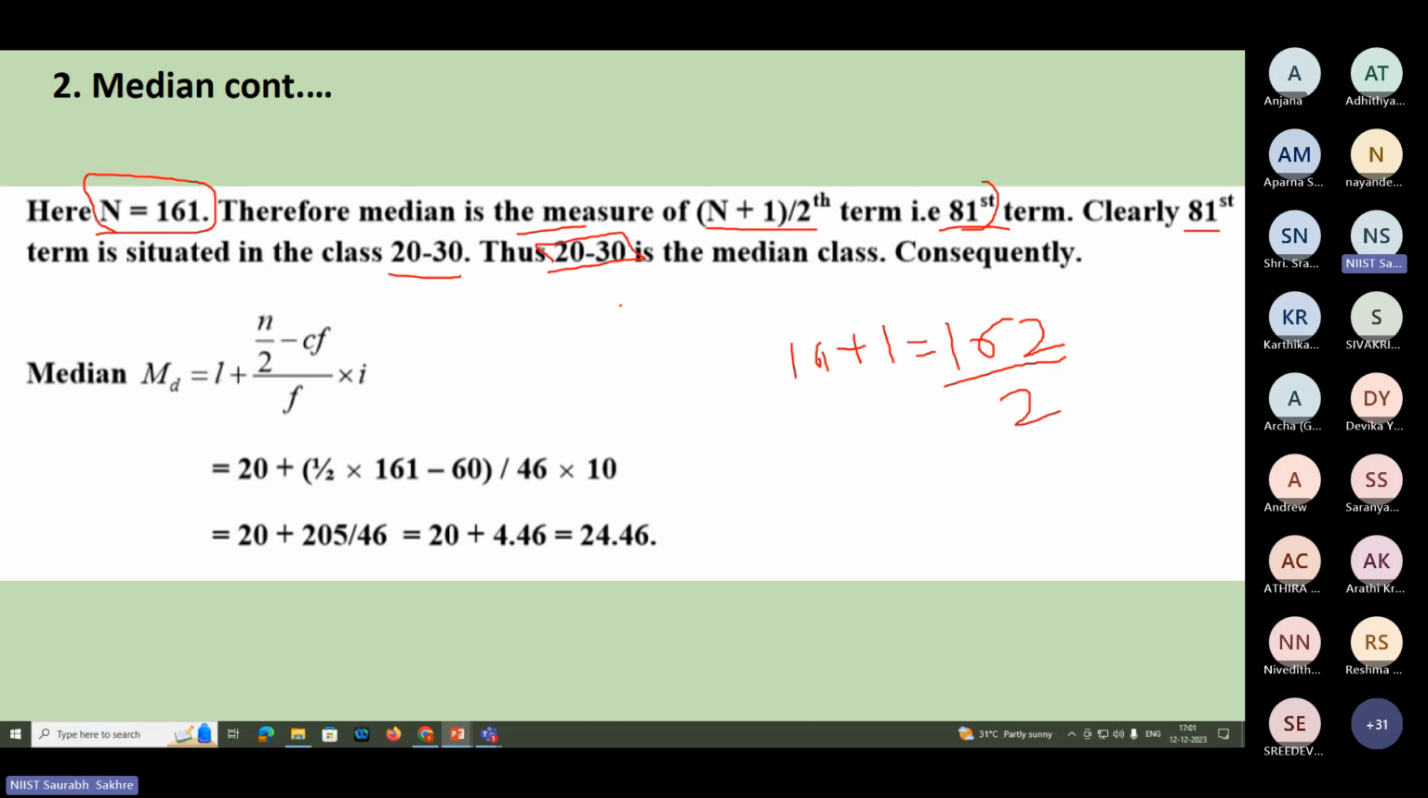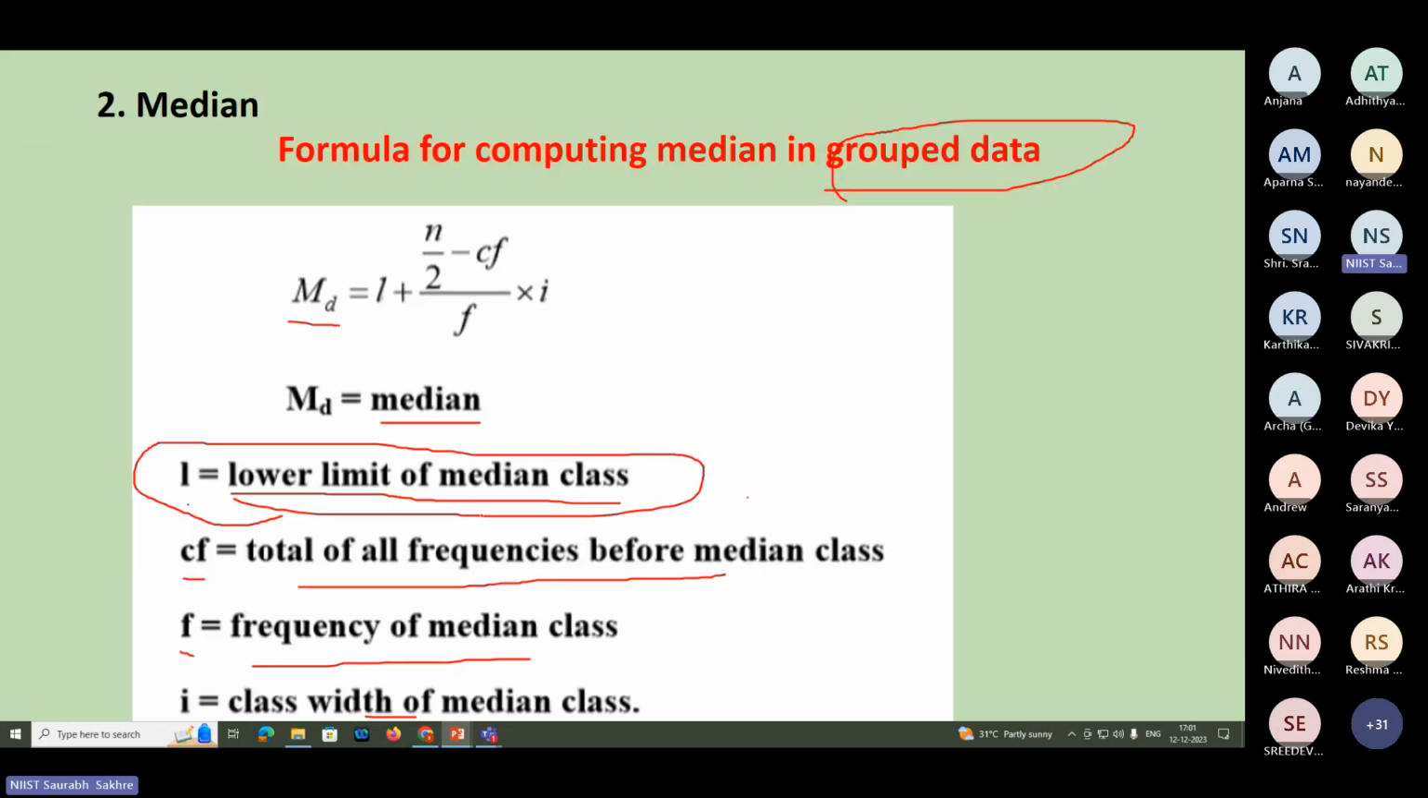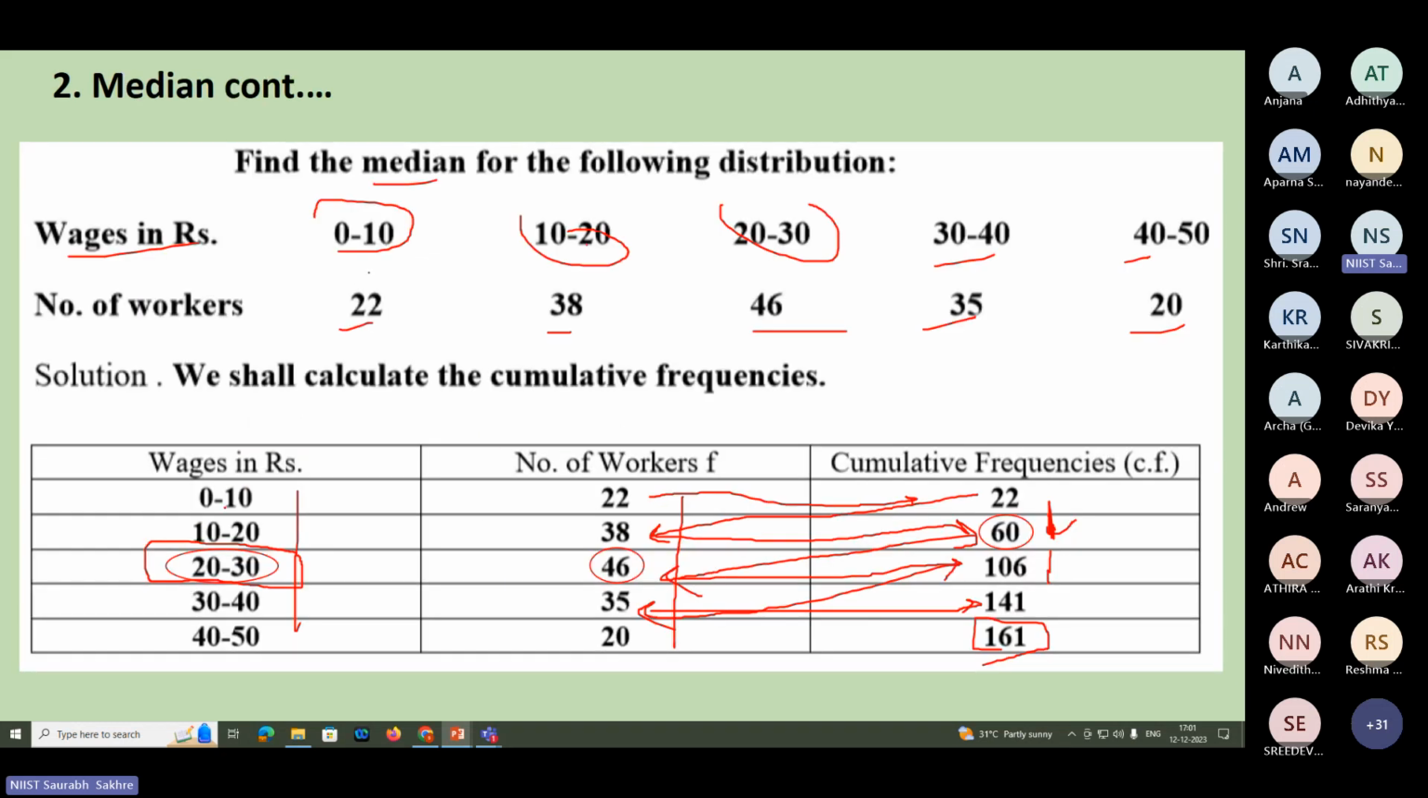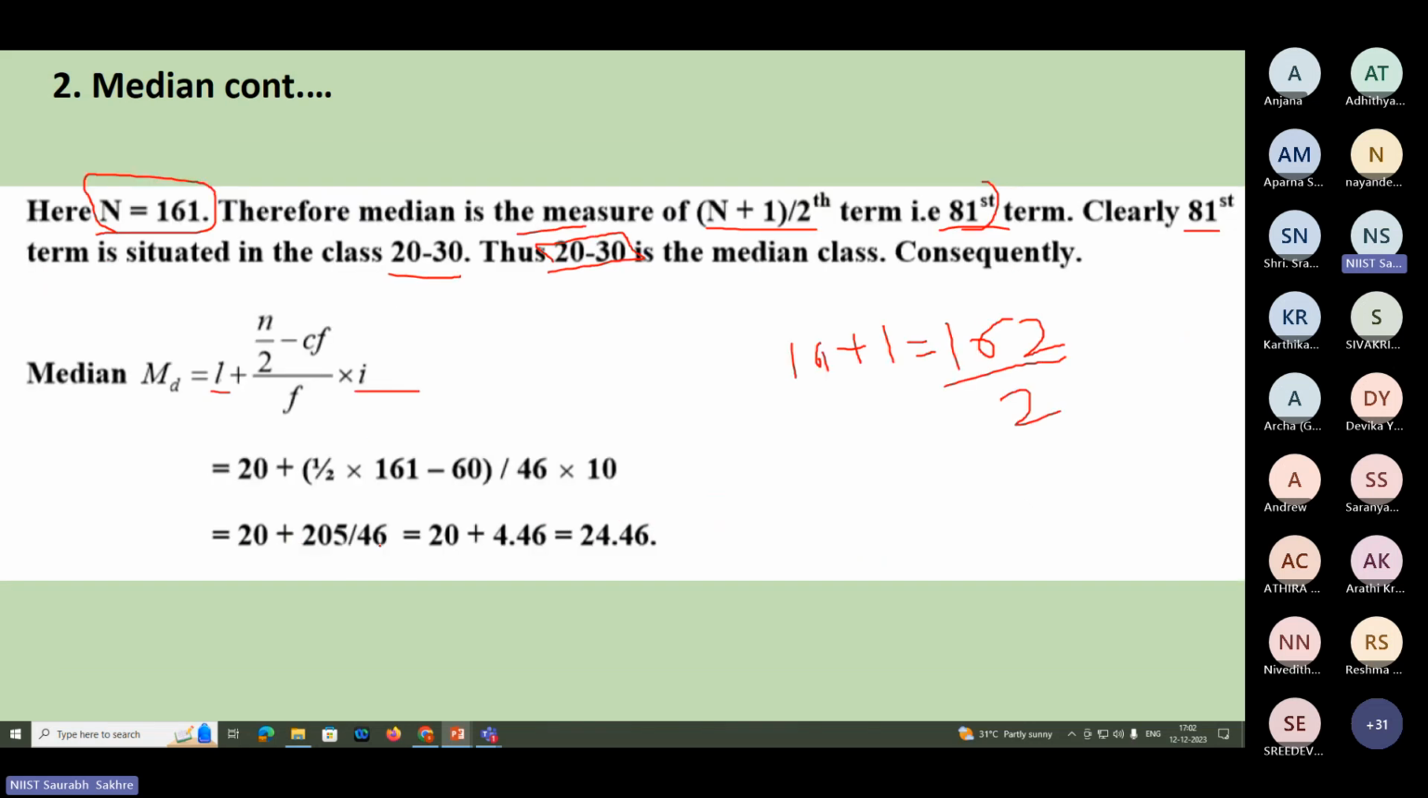Now I will apply my formula. The median formula is Md equals L plus (n by 2 minus CF) divided by f into i. Now, what is my L? L is the lower limit of the median class. The median class is 20 to 30, so 20 is the lower limit and 30 is the upper limit of the class. So in place of L, I'll put 20.